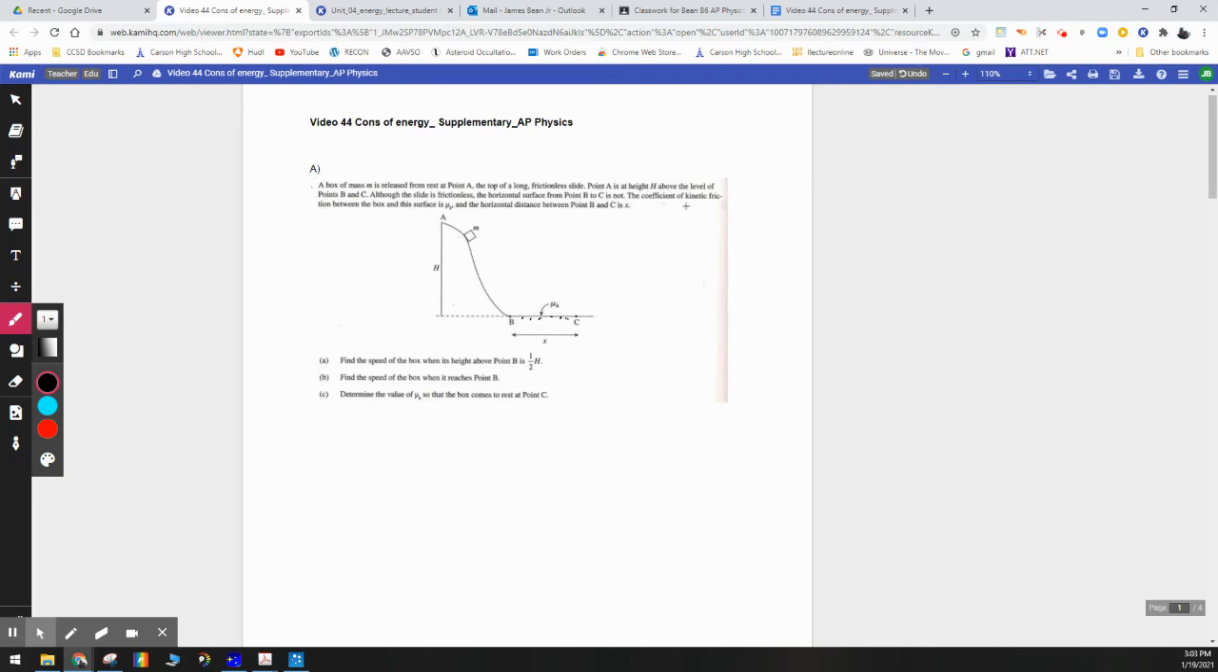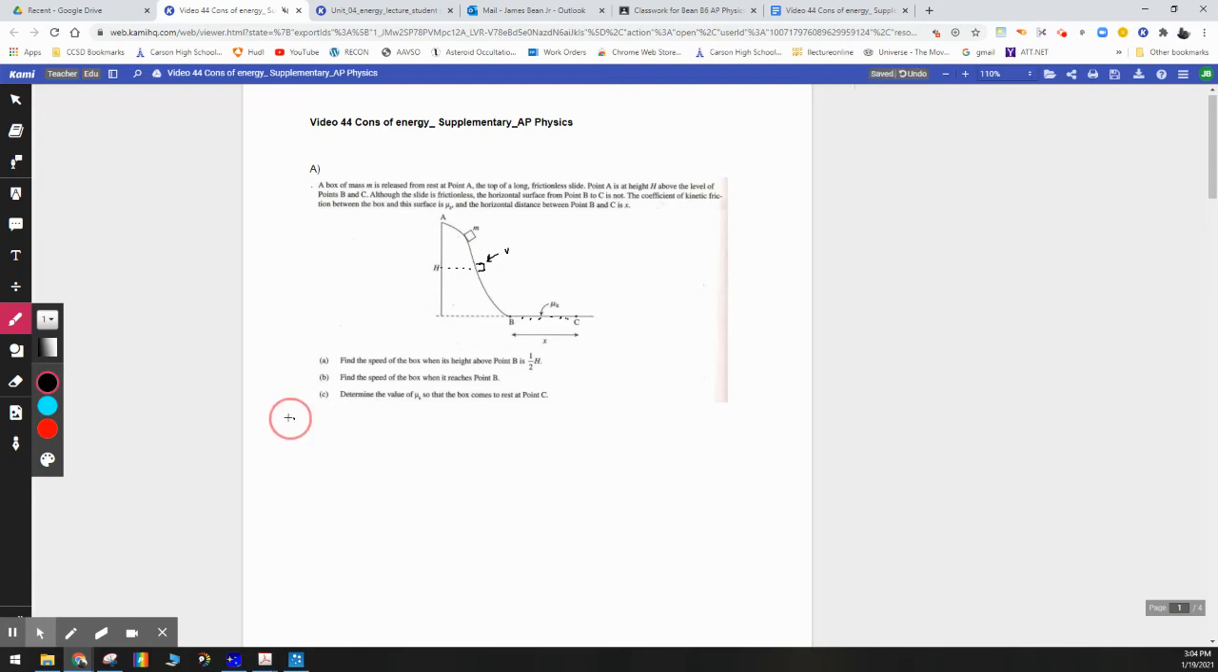The coefficient of friction between the box and the surface is mu k, and the horizontal distance between points B and C is x. Okay, so this is not frictionless. There's friction here. Find the speed of the box when its height above point B is 1/2 of h. So basically at this location here, what is the speed of this box? What's v when it's here?